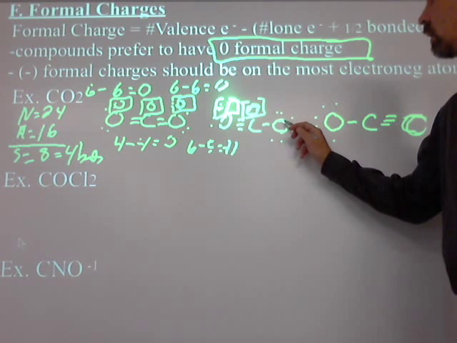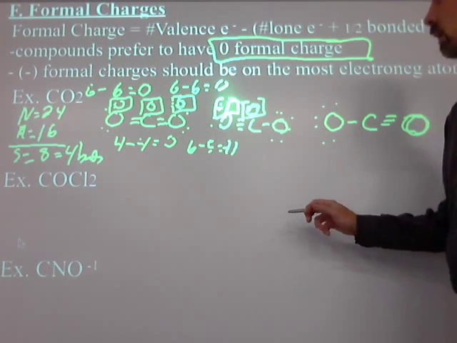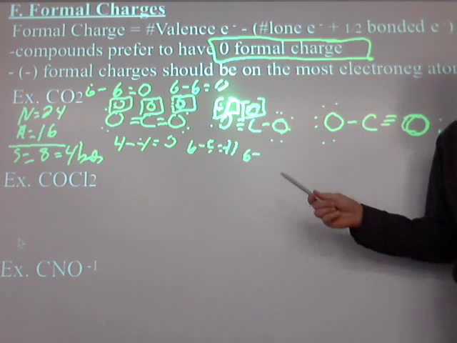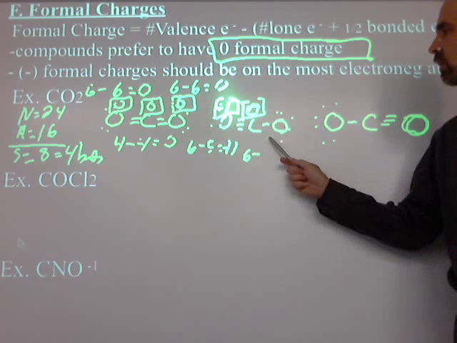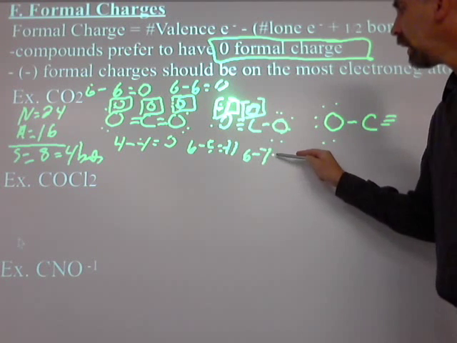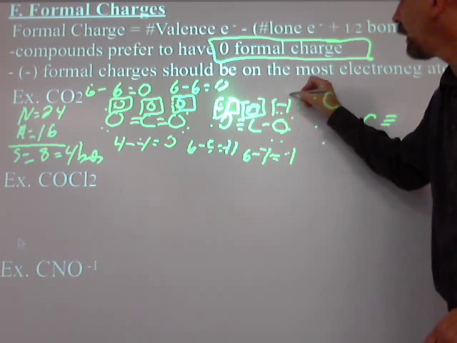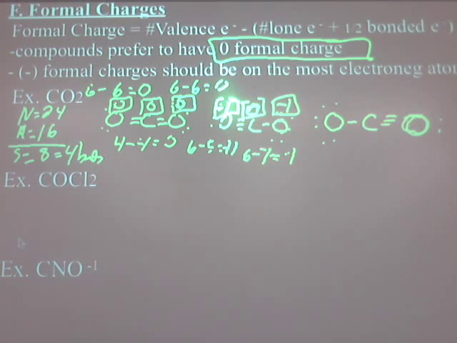This guy over here, what about him? 6 minus, oh boy, this is going to be way off. 1, 2, 3, 4, 5, 6, 7. He's got a lot. That's a negative 1. Okay, so I got a plus 1 and I got a minus 1 for formal charges on these guys. Not as happy, right?